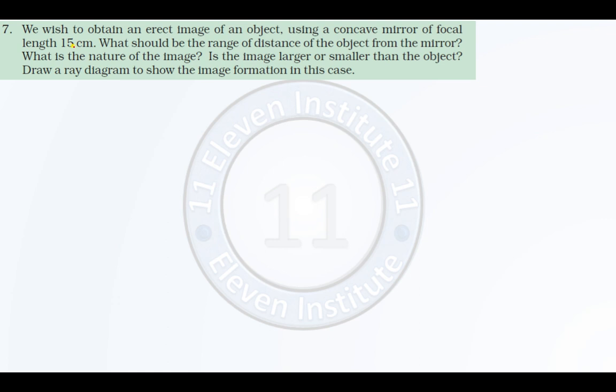Using a concave mirror of focal length 15 centimeter, what should be the range of distance of object from the mirror? Means they are asking what can be the object distance u. If focal length is 15 centimeters, here we are not applying Cartesian sign convention, it should be minus 15, but temporarily we are not applying the Cartesian sign convention. If focal length is 15 centimeters, then we will draw a mirror over here. This is the principal axis, pole, focal point, center of curvature, and the distance between these is 15.